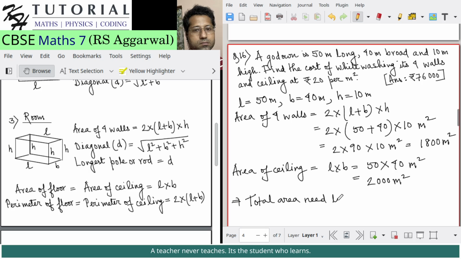So this implies the total area that needs to be whitewashed is equal to the area of the 4 walls, which is 1800 meter square, and the area of the ceiling, which is 2000 meter square. This is equal to 3800 meter square. So what will be the cost?